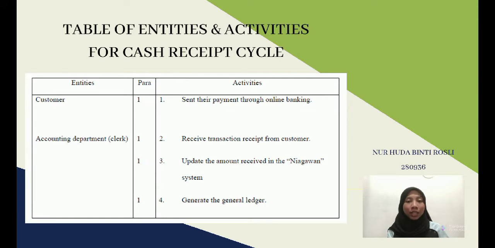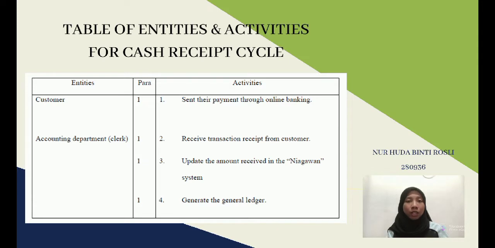Now I will present the cash receipt cycle of Y&R Multi Enterprise. This is the table of entities and activities for the business cash receipt cycle. The entities are divided into only two, which are the customer and the accounting department.